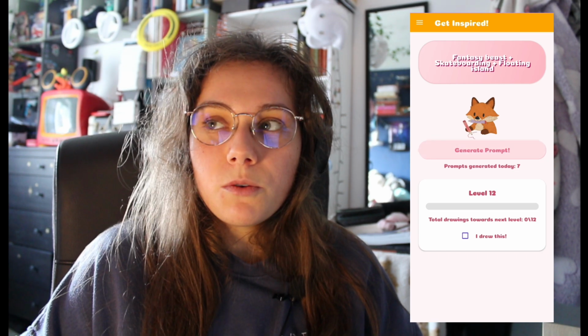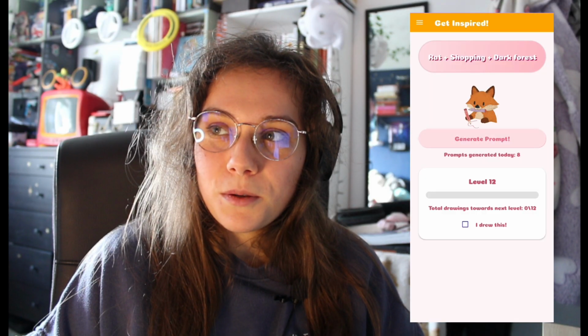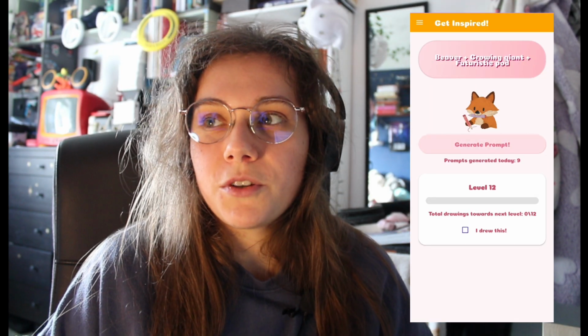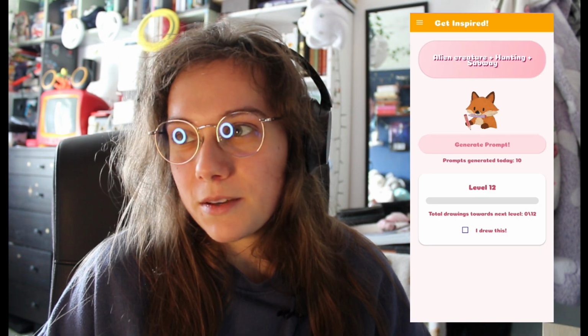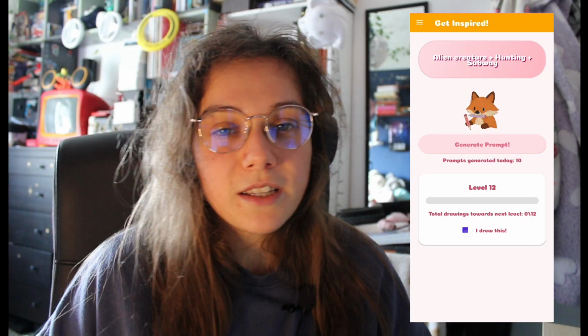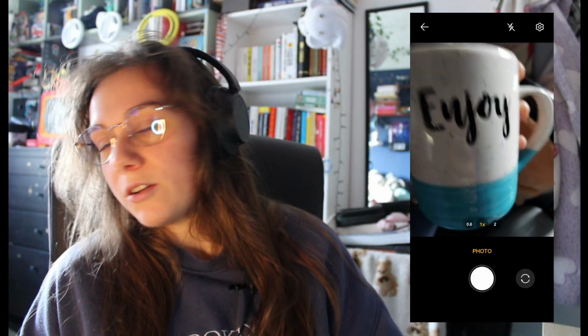But I think it will solve a lot of issues, and it has a cute little fox that colors in a heart every time you generate a prompt as well. And I think that's really cute. I really like that fox. But no, that's basically an update on what is happening.